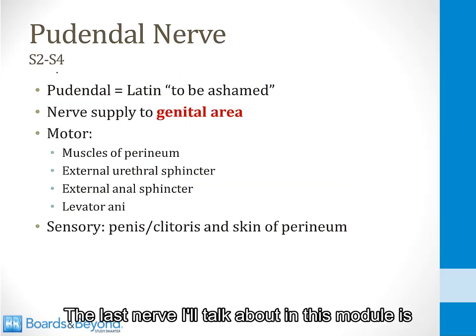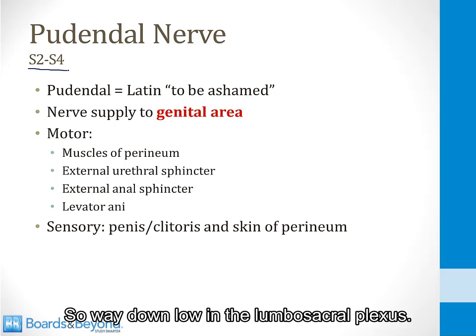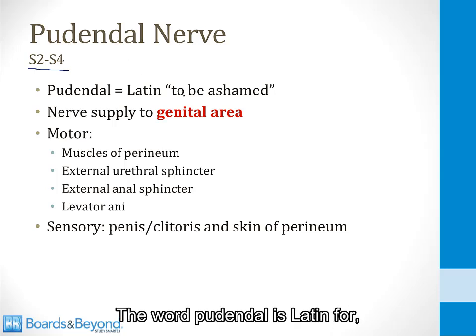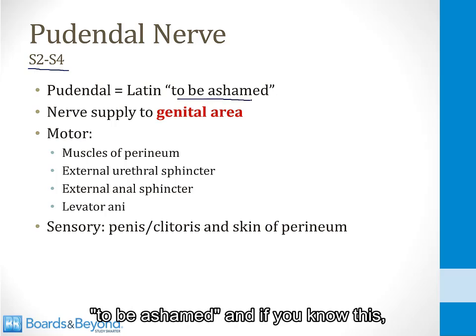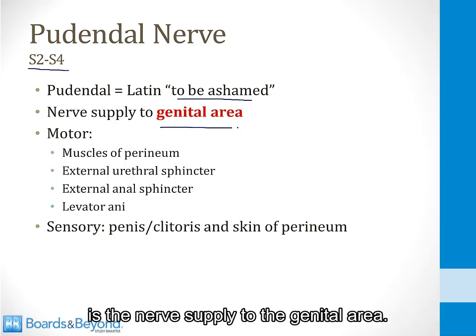The last nerve I'll talk about in this module is the pudendal nerve, which comes from nerve roots S2 to S4, so way down low in the lumbosacral plexus. The word pudendal is Latin for to be ashamed, and if you know this, it makes it easy to remember that the pudendal nerve is the nerve supply to the genital area.